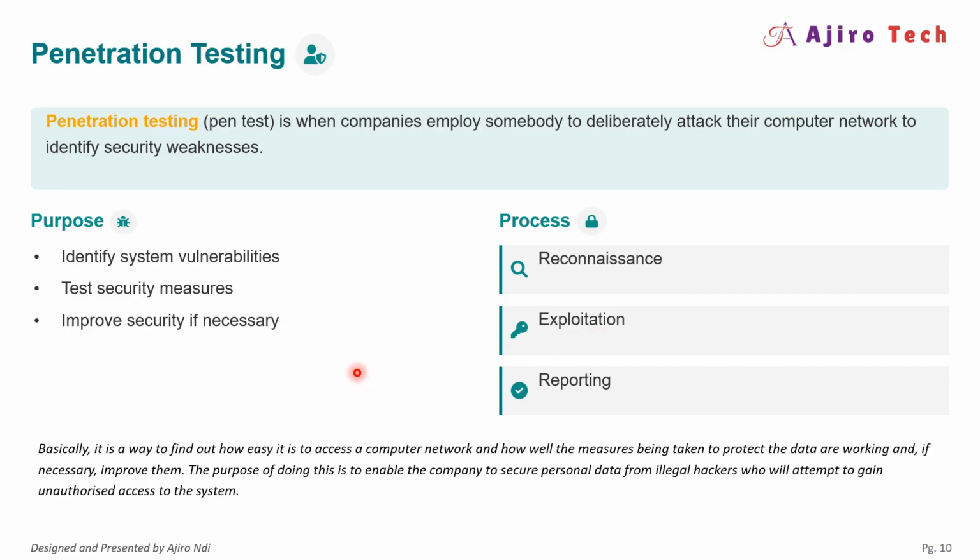We have what we call penetration testing, or pen test. What is penetration testing? This is where a company employs somebody to deliberately attack their computer network to identify security weaknesses. It was something Facebook, what you know as Meta, was doing at a time. We call it ethical hacking. They employed people to hack into their system and paid a huge amount of money. What they were doing was exposing vulnerabilities. The more exposed they are, they look at it and they work on it.